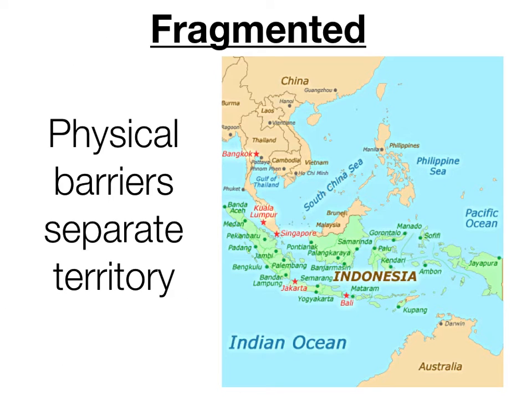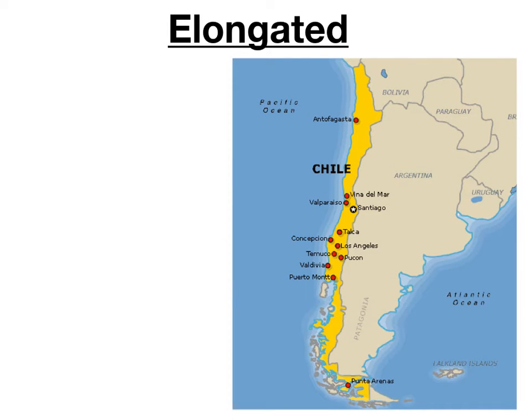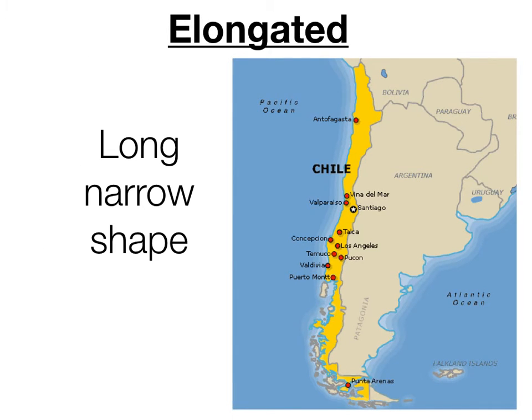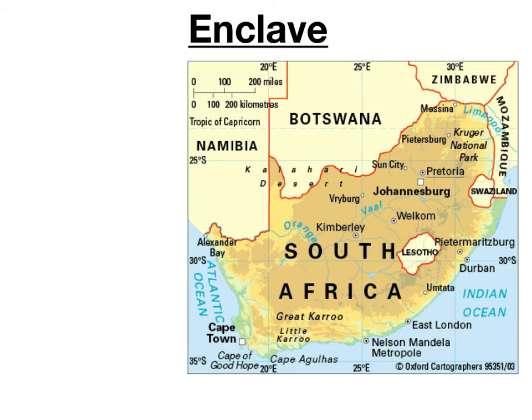The next shape is fragmented. Here we see Indonesia, and as we know, Indonesia is actually a state that comprises hundreds of islands. So physical barriers separate the territory of a state, making it a fragmented state. The next shape is elongated. Chile is located in South America, and this is a long, narrow shape. So elongated. Two more terms here.